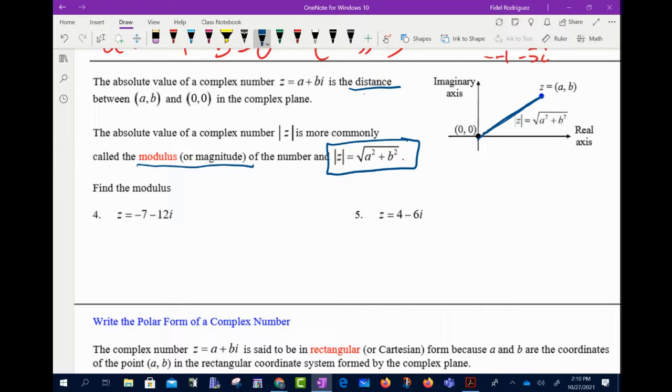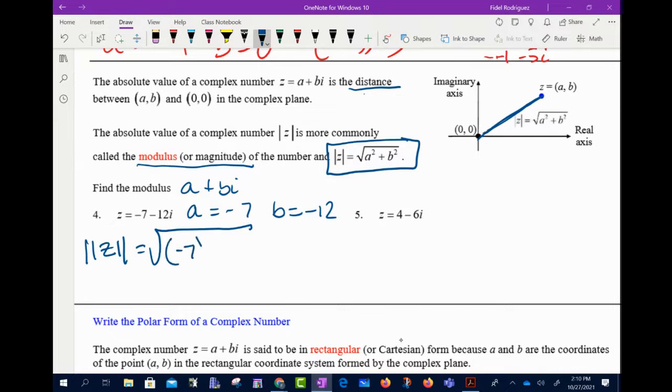And the formula we have right here, y'all, says the absolute value of z, or the magnitude of z, is equal to the square root of a squared plus b squared. All right, so first thing I'm going to do in my problem, y'all, I'm going to think about this in the form a plus bi. So I know that my a is -7 and my b happens to be -12. And so when we're going to find the magnitude of z, we're going to say this is the square root of (-7) squared plus (-12) squared.